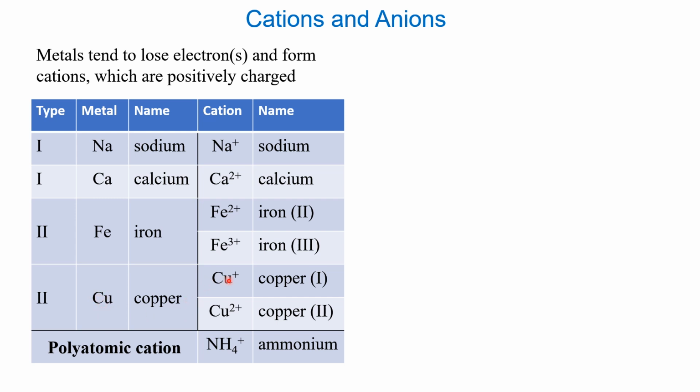Another example of a type 2 metal is copper. Copper could form 1 plus and 2 plus, two different types of charge. So you need to use a Roman numeral in parentheses to show the charge. This is copper(I), this is copper(II).